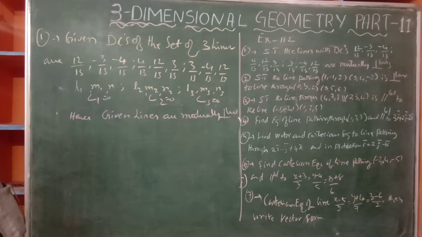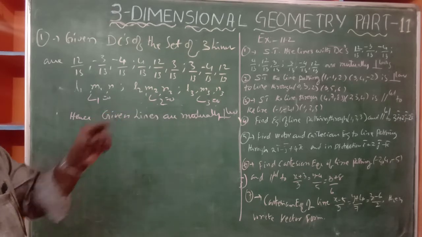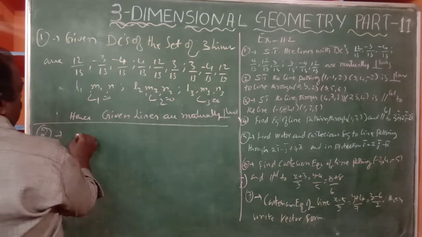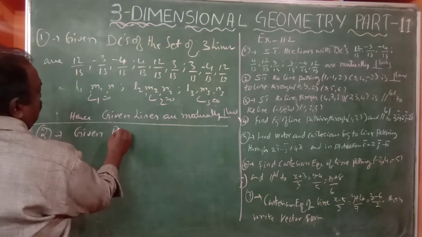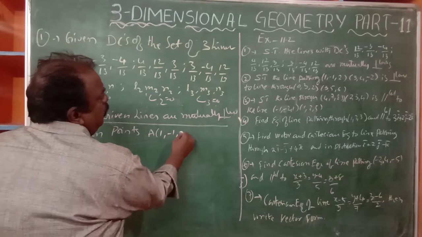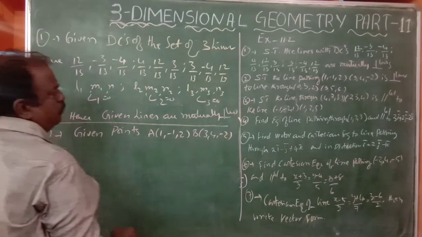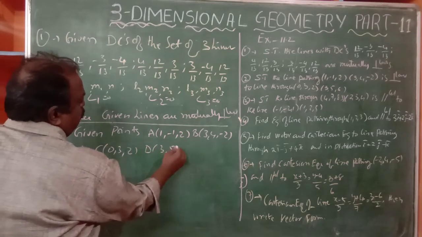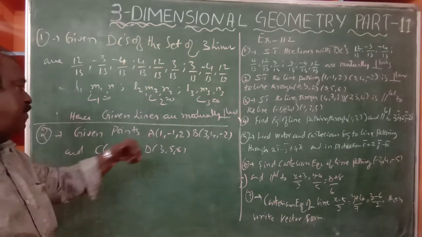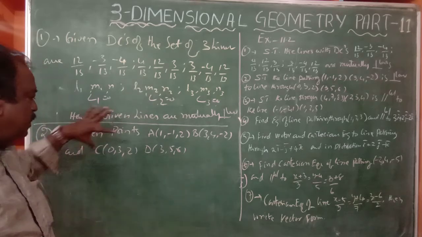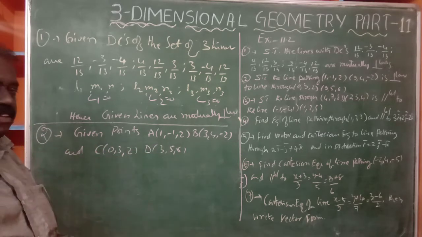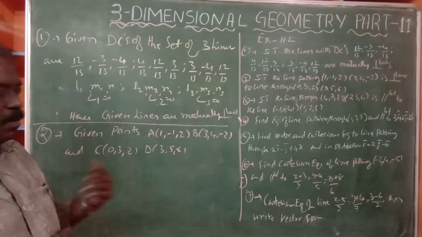Now the second one. Show that the line passing through the points is perpendicular to the line passing through the points. You see in your textbook, it is clearly given. Given points A, we assume (1, -1, 2), B (3, 4, -2), and C another set is (0, 3, 2), D (3, 5, 6). There are two pairs of points. First A and B given, next C and D given. Through A and B a line is passing, say L1. Through C and D another line is passing, say L2. And here we have to show that they are perpendicular.